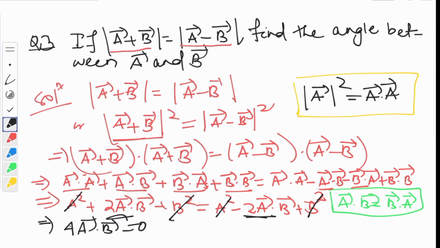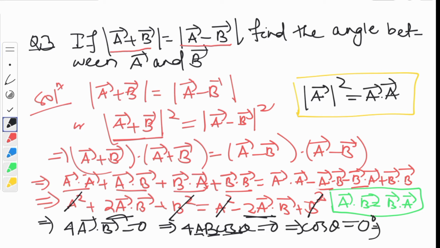That means 4AB cos theta. A dot B is AB cos theta. So 4AB cos theta is equal to 0. And we know A and B both are non-zero vectors. So since A and B are non-zero vectors, this is not 0, this is not 0. That means cos theta has to be 0. So cos theta is equal to 0. Cos theta 0 means theta is equal to how much? Tell me children. Theta will be 90 degrees. Cos 90 is 0.